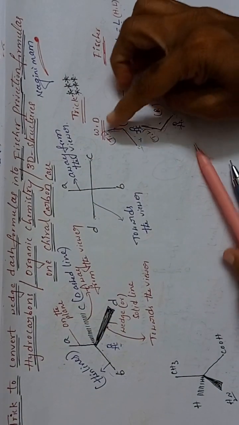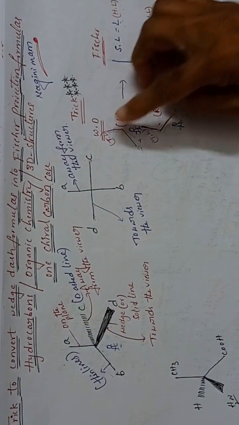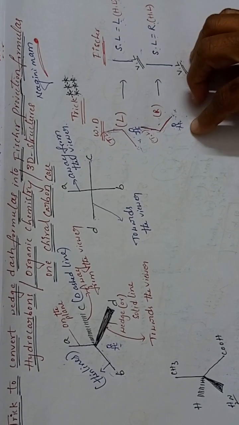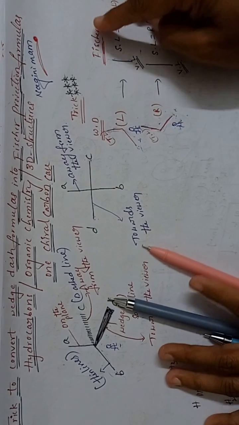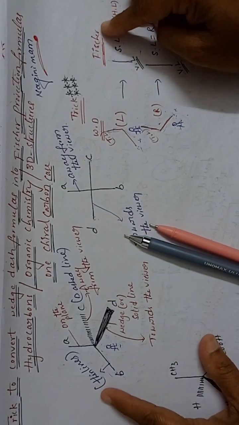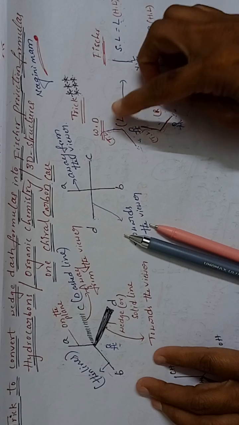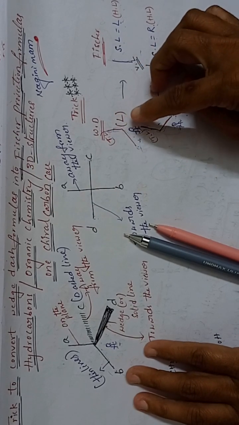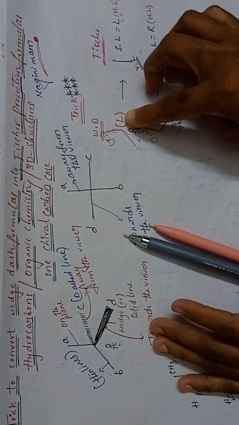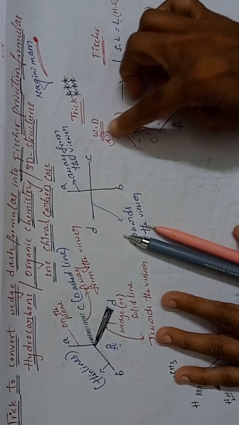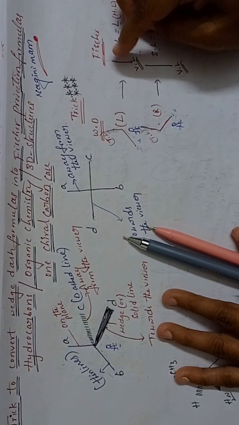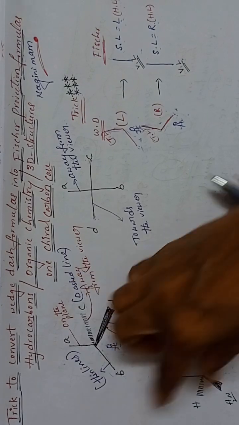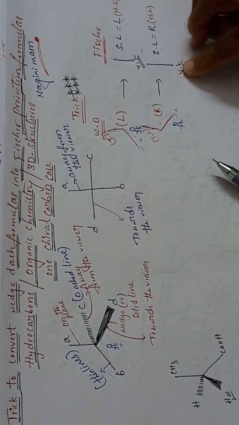Now see here, I am writing separately. This is left hand side, this is right hand side, to the viewer. Then in the Fischer projection formula, how to write? Suppose in the Wedge-Dash formula the two thin lines are on the left hand side with respect to the viewer. Then the two thin lines, first you have to write on the vertical line, students. Whatever the thin lines are, you should write on the vertical line first.